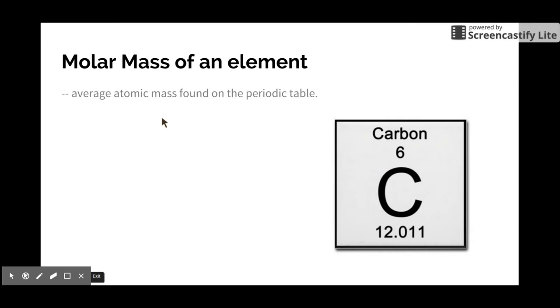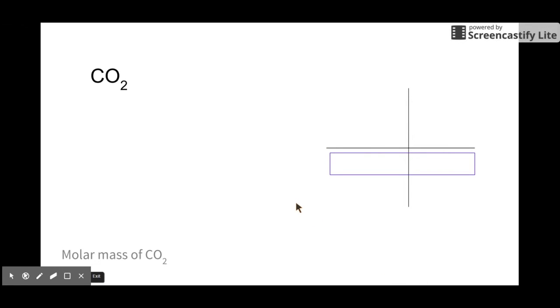Now, the molar mass of an element is literally just the average atomic mass found on the periodic table. So carbon's molar mass right here is 12.011. So this is found on the periodic table. The molar mass of carbon is 12.011. And we're going to use that to figure out the molar mass of a compound.